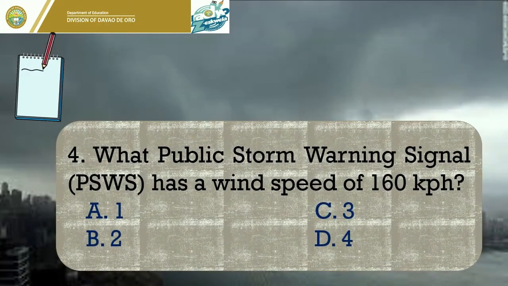Question number 4. What public storm warning signal or PSWS has a wind speed of 160 km per hour? A. 1. B. 2. C. 3. D. 4.